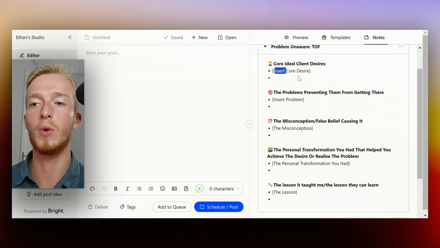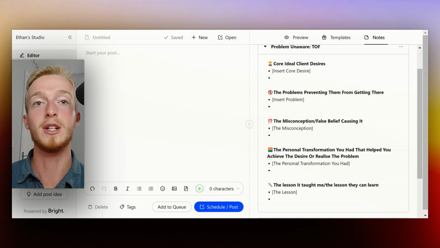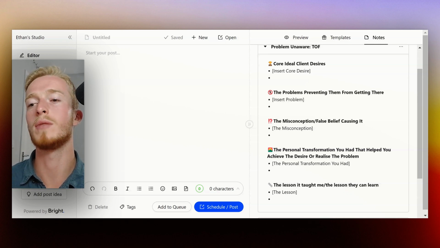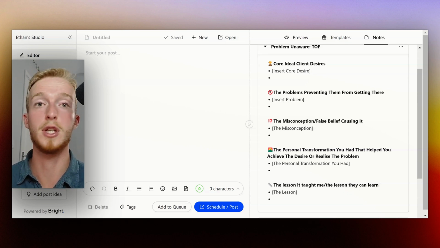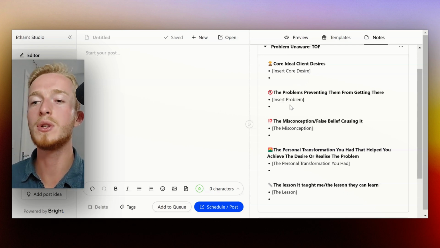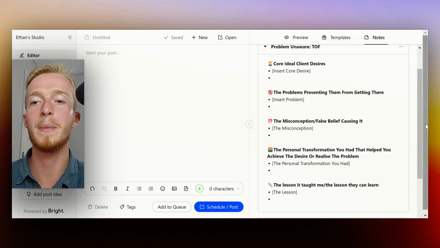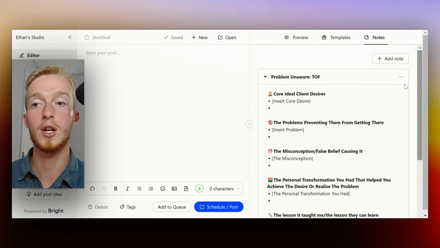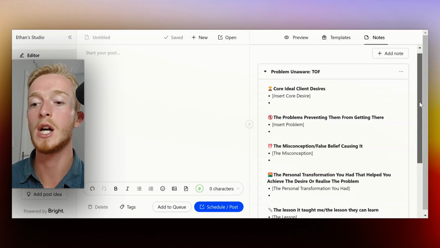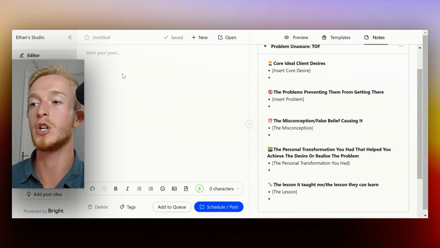For example, for core ideal client desires in here, I'd probably put getting leads from content, being able to convert people in the DMs, and so on and so forth. I'd make sure I've got maybe 3 to 5, or as many as seem relevant, in there as well. And I would do the same for all of these, because when I'm going to create the top of the funnel content, I can open this up on the side while I'm actually creating that content.